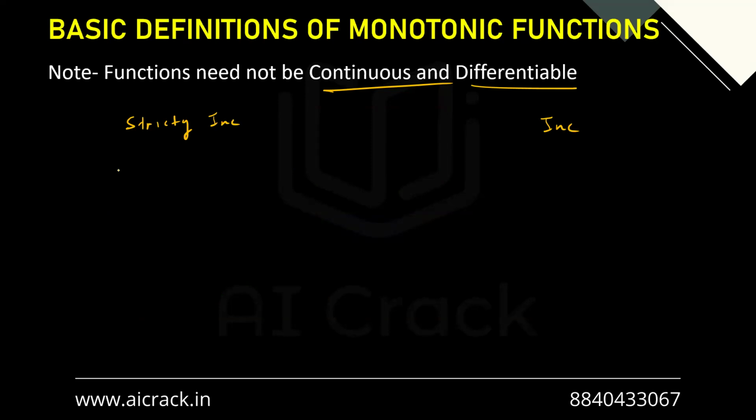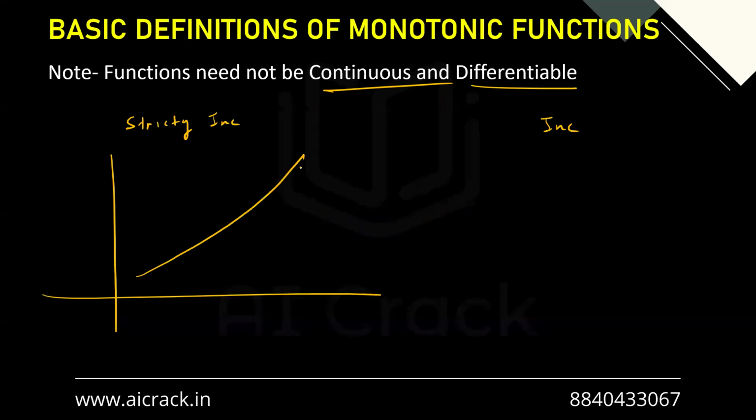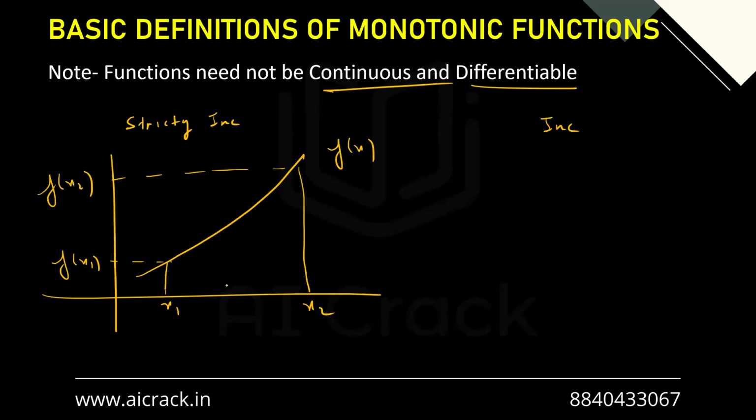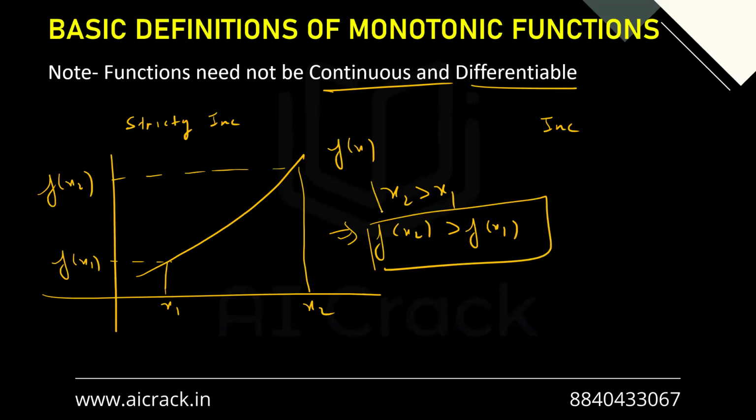Now, if we talk about strictly increasing, the graph would look like something of this sort. This point is, let's say, x1. This point is, let's say, x2. And let's say the function is f(x). So this is f of x1, and this comes out to be f of x2. Now, given that x2 is bigger than x1, we can imply that f of x2 is bigger than f of x1. So this is the property of strictly increasing functions. If x2 is bigger than x1, in that case, we can say that f of x2 would also be bigger than f of x1, right? That's the main property to define strictly increasing functions. You have to remember that.